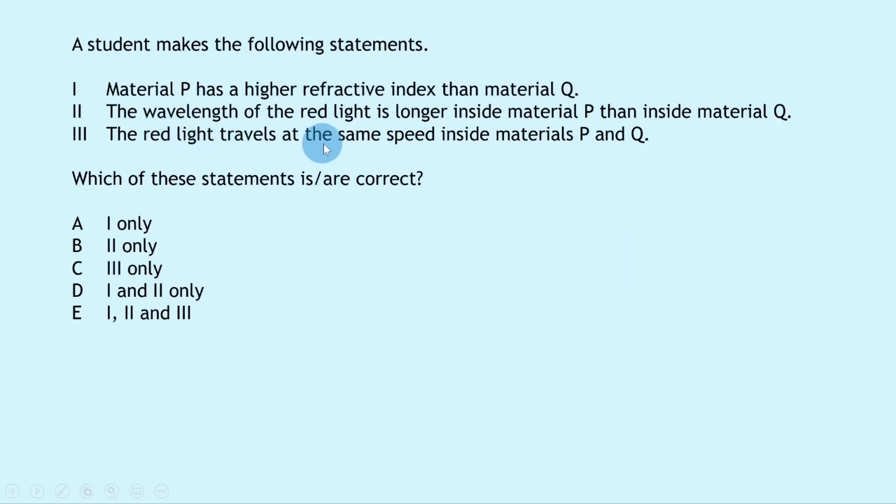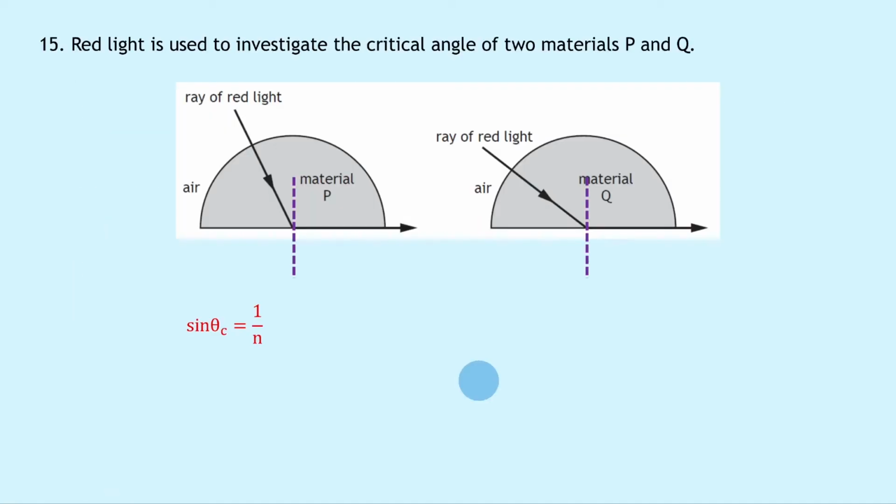Statement 2, the wavelength of the red light is longer inside material P than inside material Q. Well, to answer that, we need to think about the relationship between wavelength and absolute refractive index, which is given by this expression here, n equals lambda 1 over lambda 2. Now remember, lambda 1 is the wavelength in air, so that's going to stay the same for the red light regardless, whereas lambda 2 is the thing that can change. So if we were to rearrange this equation for lambda 2, we would just swap the n and the lambda 2 round to get lambda 2 equals lambda 1 divided by n.